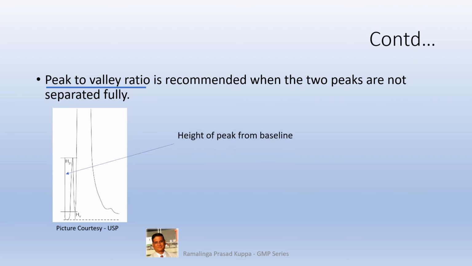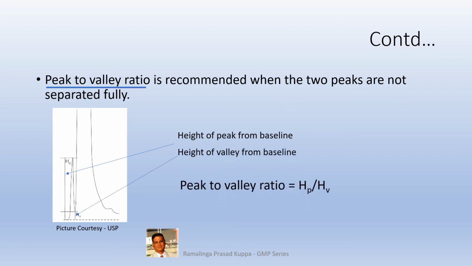This is the height of the peak from baseline. This is the height of the valley from baseline. And the peak to valley ratio is Hp by Hv. Peak to valley ratio should be more than 1.5 at least.